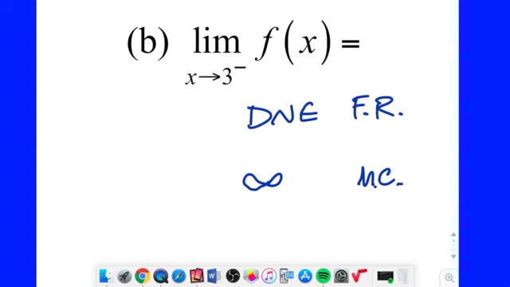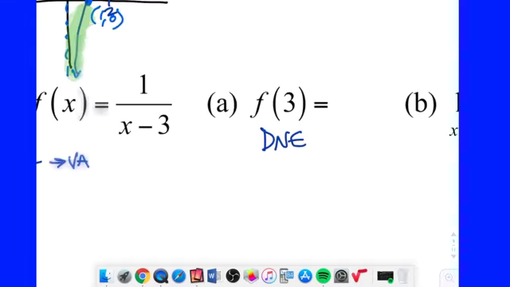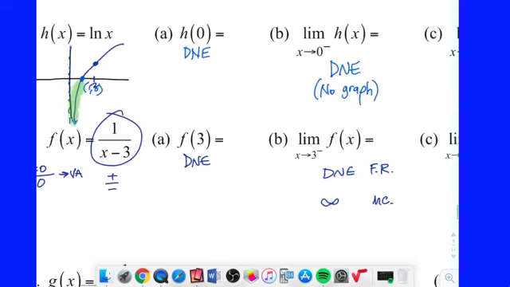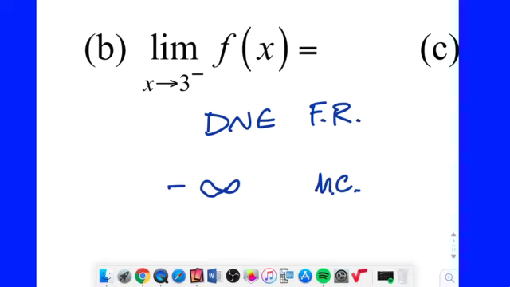How do we figure out what the sign is? Pick a number. Yeah, we're approaching 3 from the left-hand side of 3. What is the number that's just to the left of 3? 2.9. Yeah. And now plug 2.9 in right here. You get 1 over 2.9 minus 3 is negative or positive? Negative. So I got a positive over a negative, which is negative, right? So there you go. That's the answer. Negative infinity.